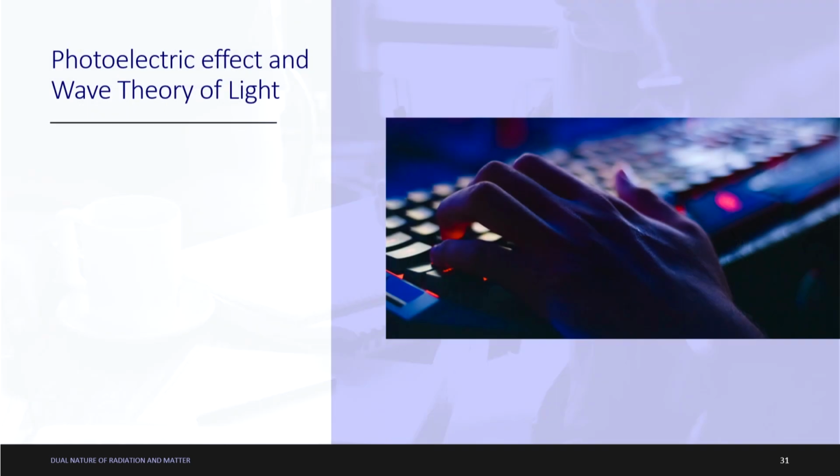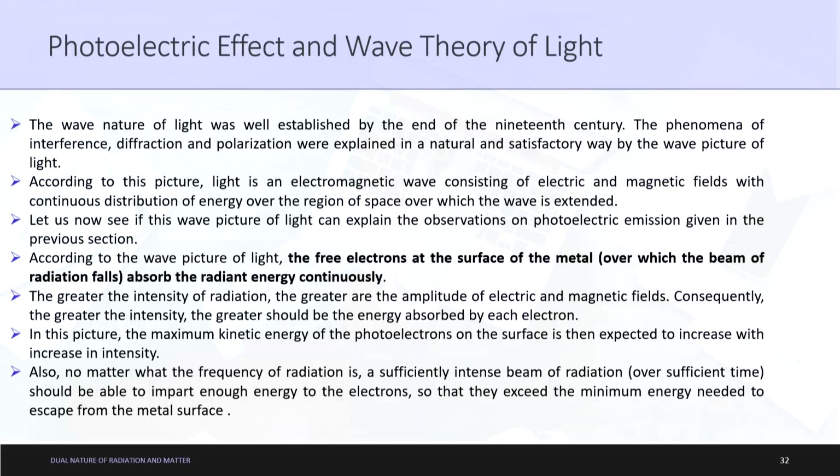So, the photoelectric effect and the wave theory of light. I guess these were completed in the previous lecture. So, what was the conclusion? First of all, one should remember that according to the wave picture of light, the free electrons at the surface of the metal over which the beam of radiation falls absorb the radiant energy continuously. So, we understood this as the accumulation of kinetic energy by the particle, and as it absorbs, that is denoted by kinetic energy being absorbed.